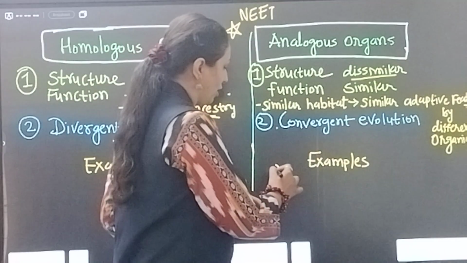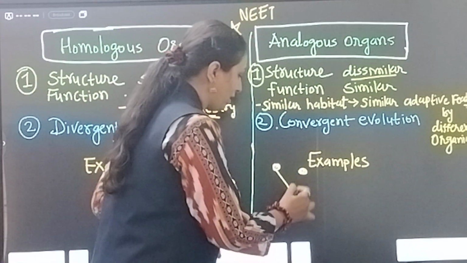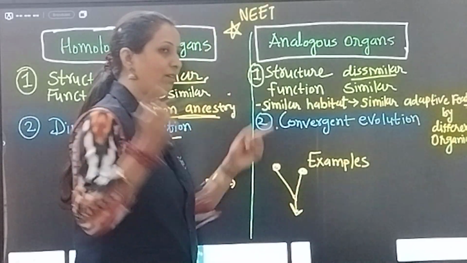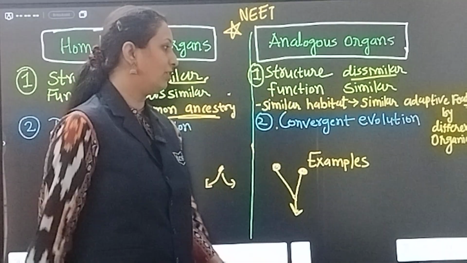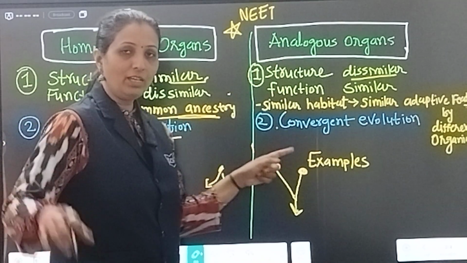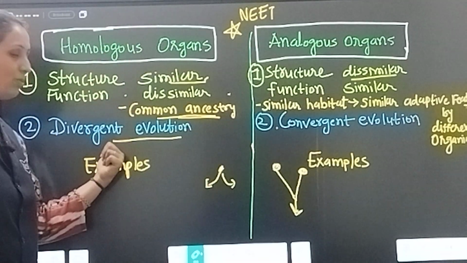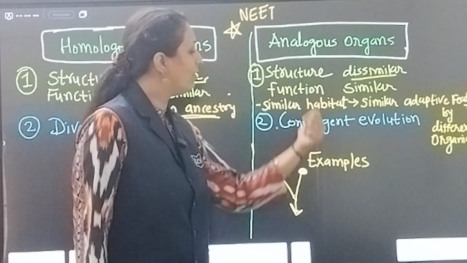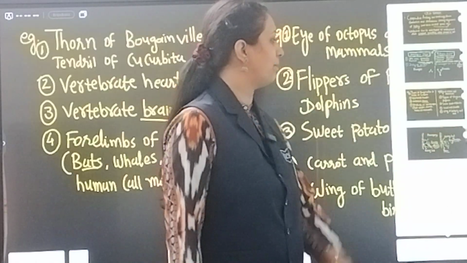So here what happened is that two different organisms have two different structures, but ultimately they perform the same function. They merge at one point, right? So we call it convergent evolution. The study of analogous organs we call analogy. The study of homologous organs we call homology. Homology leads to divergent evolution. Analogy leads to convergent evolution. Now we will see the examples for this.